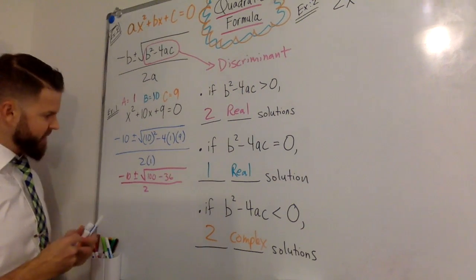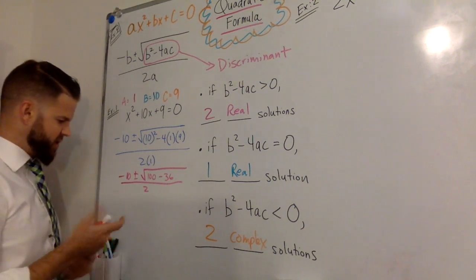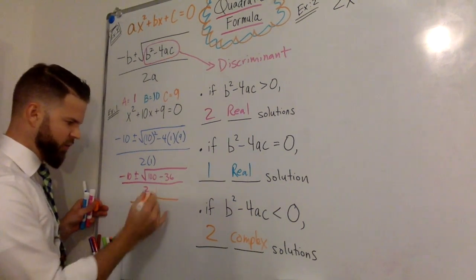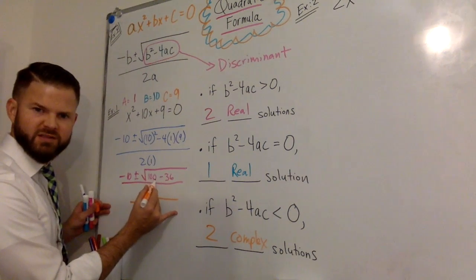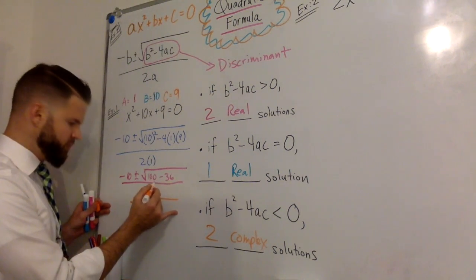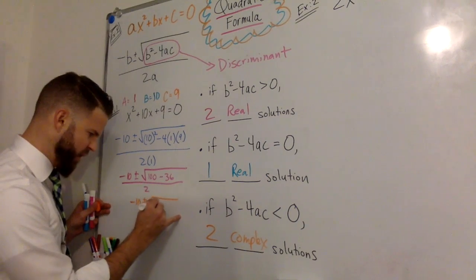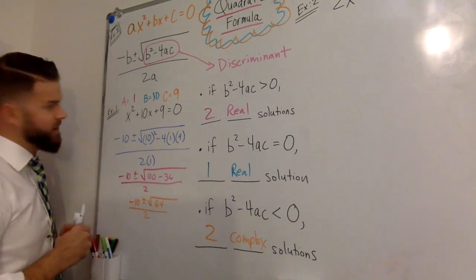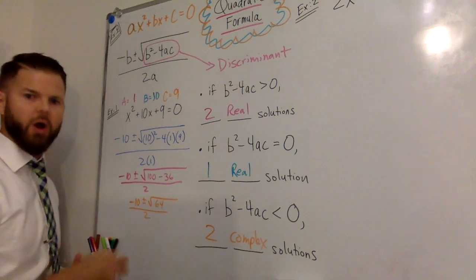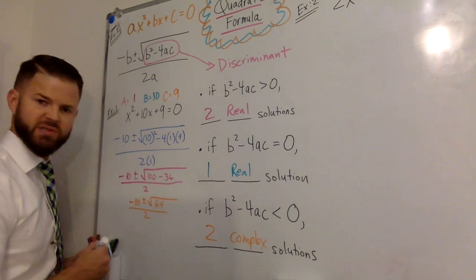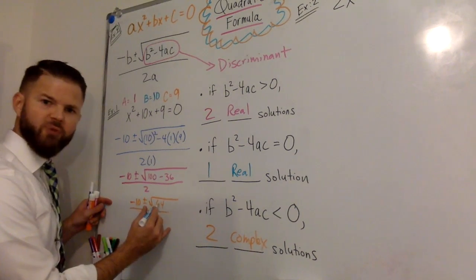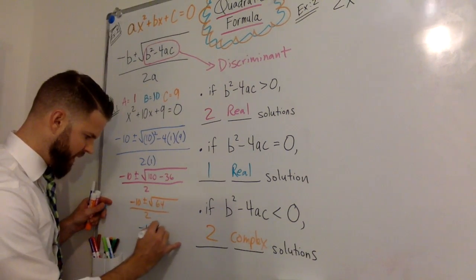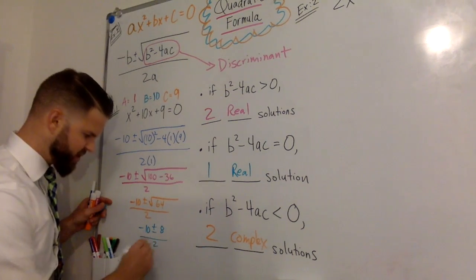All right, let's keep tidying. Let's change colors to orange. Looks like I got a negative 10 plus or minus the square root of, what's 100 minus 36? That's a 64. All that's going to be divided by 2. Man, these things are dreadful. Let's keep it moving. We're almost there. Keep simplifying. What's the square root of 64? That's an 8. So I got negative 10 plus or minus 8 divided by 2.